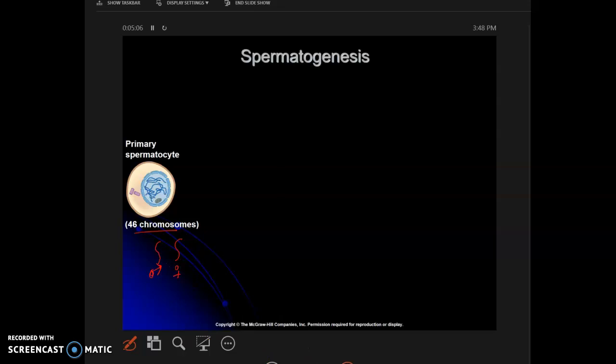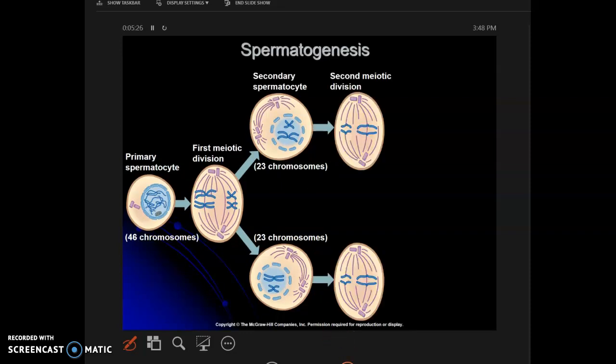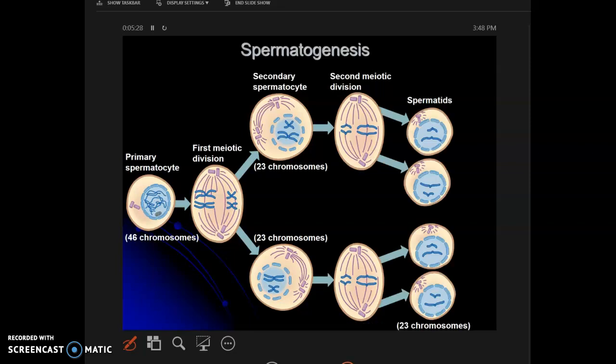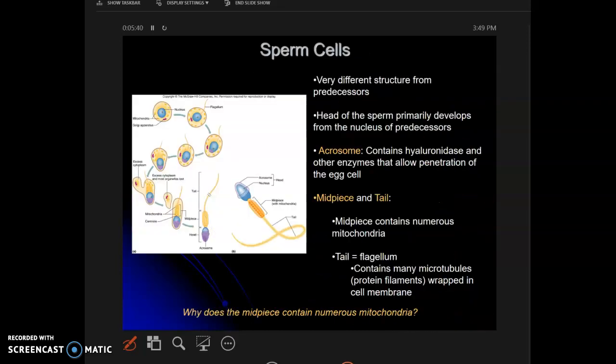So here starts meiosis 1, and you end up with what? The secondary spermatocyte, and you notice what's happened to the number of chromosomes. It's halved. So we started off with diploid, and now we have haploid in the secondary spermatocyte. In the second meiotic division, you end up with spermatids, and all of them are haploid: N, N, N, and N. They are immature. That's why they're called spermatids, and then they will form the sperm cell.